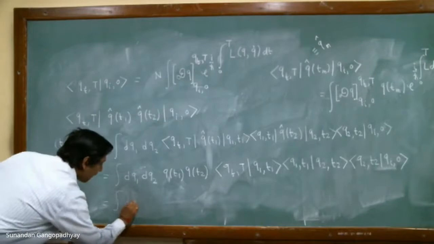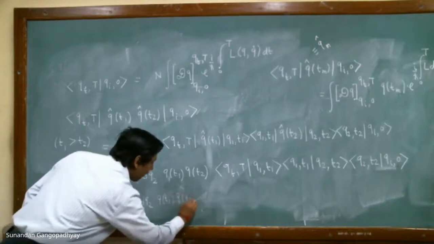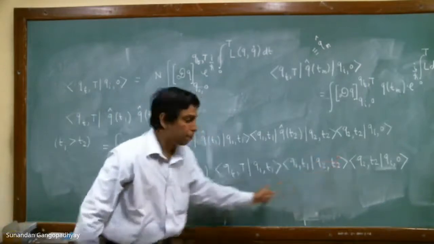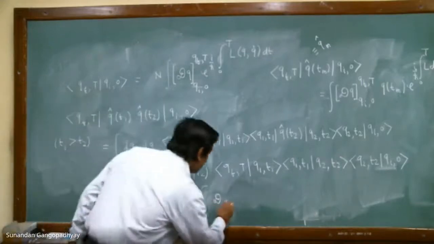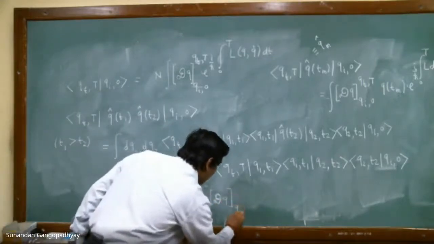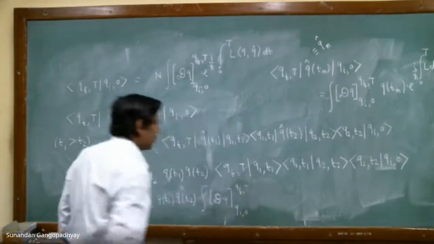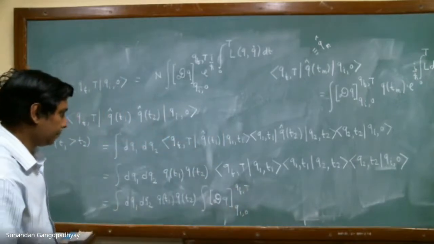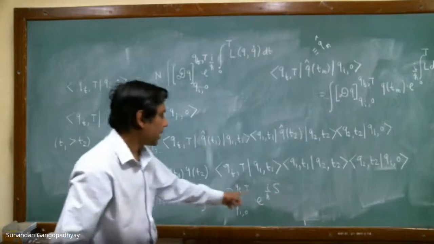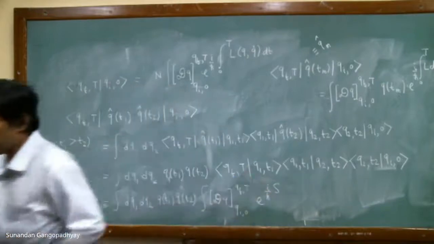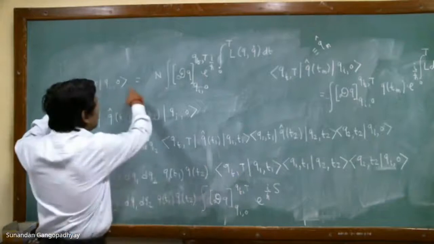And therefore what you can write is this will become dq_1, dq_2, q(t_1), q(t_2). Put the path integral representations of each of these propagators, and if you do it, you will get dq, from q_i at 0 to q_f at T, exponential of the action, where the time integral will run from 0 to capital T. So this follows from this definition.